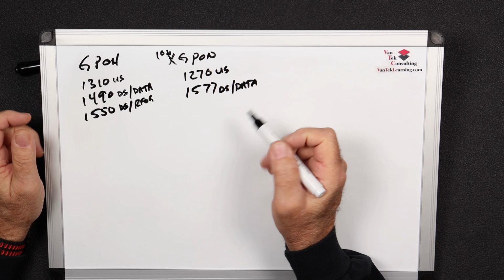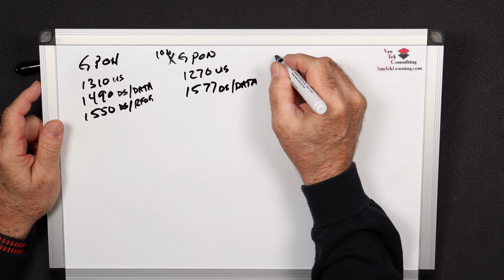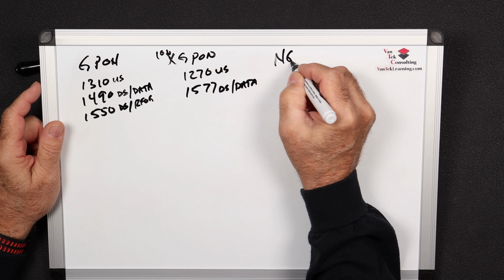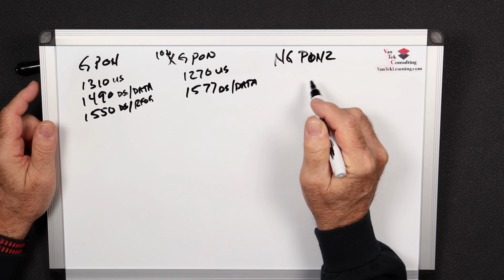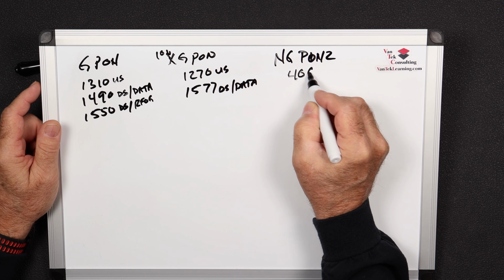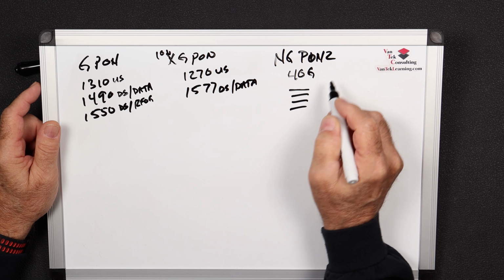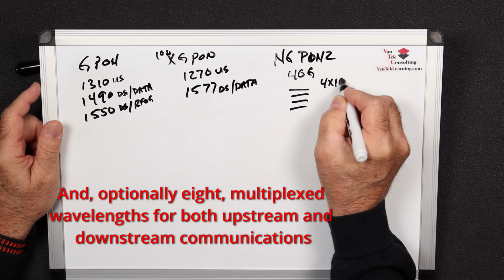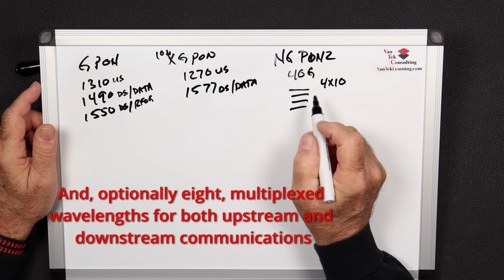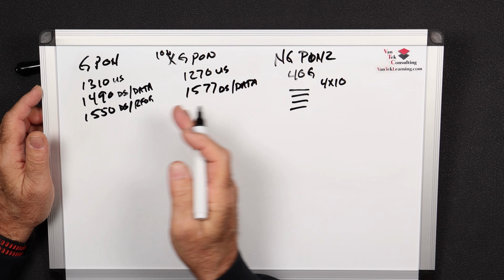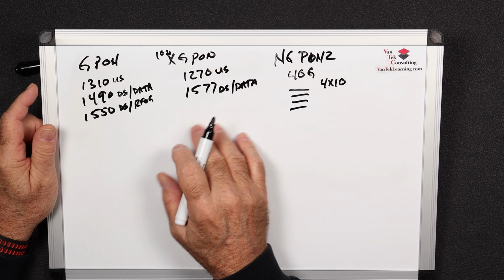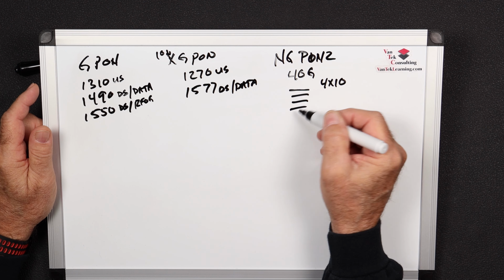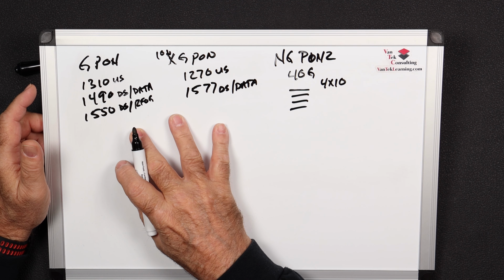Now, to make this even more fun, we have something coming out, or a standard for what's called NG-PON2, and that is a 40 gig service, and it uses 4 wavelengths, so 4 by 10, to deliver the 40 gig. Those guys will also reside on this fiber, right? So now we're going to have 9 wavelengths traveling on here.